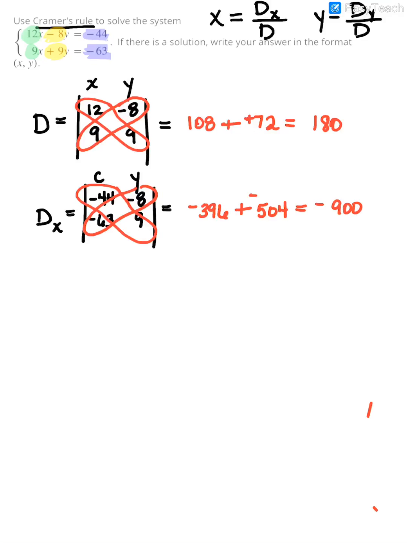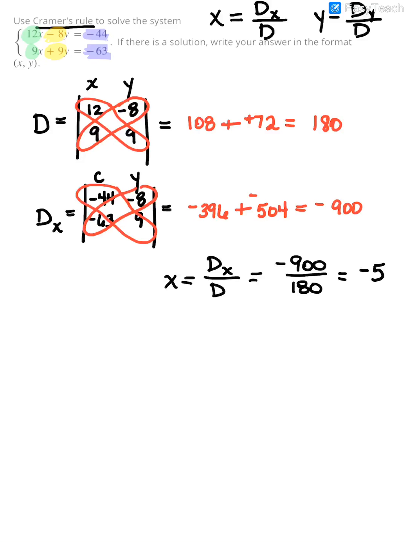And at this point, we can find the value of x. So I know that my value of x is my determinant with respect to x divided by my determinant. So if I take a negative 900 and I divide it by a positive 180, then I find that my x value is negative 5.